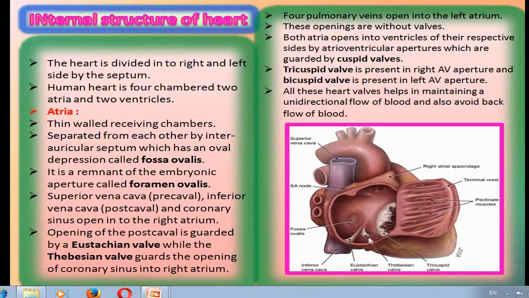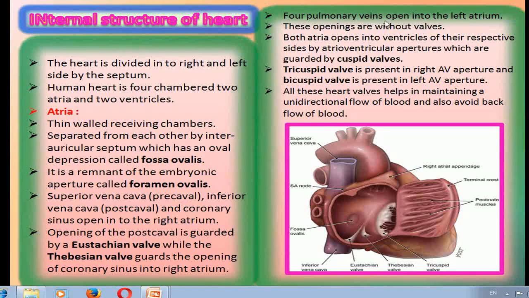Regurgitation means what? It is the name for leaking heart valves. In case of the heart, regurgitation is the name for leaking of the heart valves. Due to high blood pressure or some other reasons, the valves can leak, and this leakage can be prevented by the Thebesian valve.